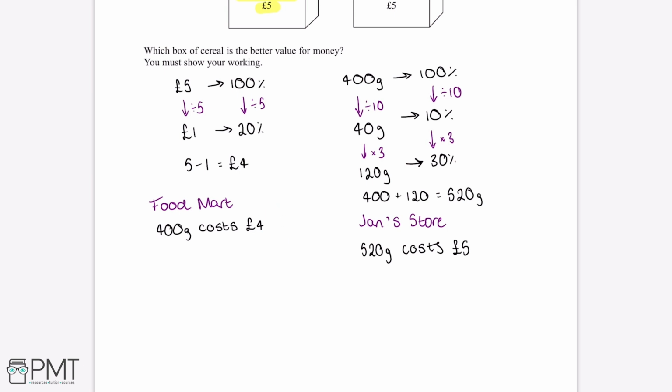So for this question we can work out how many grams a certain price will buy. So we can compare how many grams £1 will buy us. So we'll start off with Food Mart, and in order to work out how many grams £1 will buy us, we'll want to divide both of these numbers by 4. And this tells us that 100 grams costs £1. And we can use the same process for Jan's store. However, in order to work out how many grams £1 will buy us, we'll need to divide both of these numbers by 5.